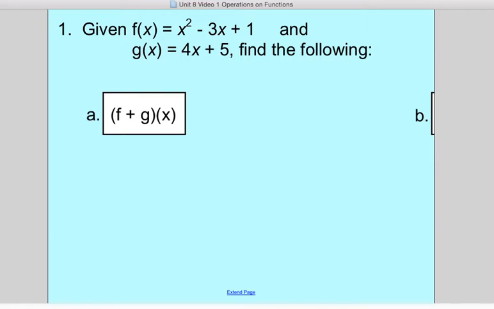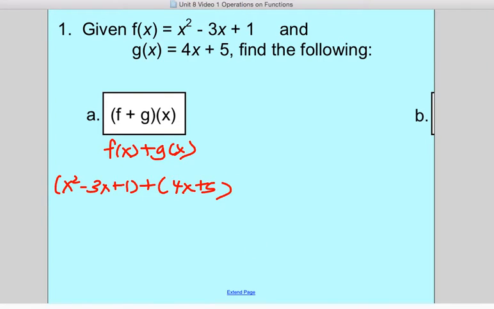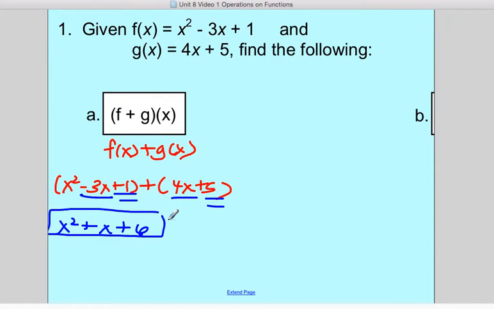So A, we're just going to add them. So it's really just f of x plus g of x. So we would have x squared minus 3x plus 1 plus g of x, 4x plus 5. I would combine my like terms, and that will be my answer. So I would have x squared, negative 3x plus 4x is plus x. 1 plus 5 is 6. There's my answer for A.